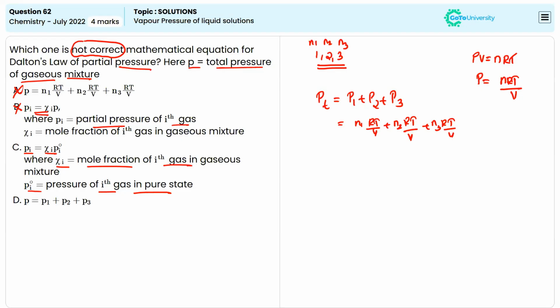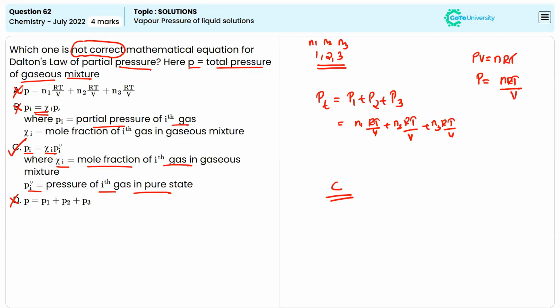This is not the correct one for Dalton's law because option C denotes Raoult's law, not Dalton's law. So option C is the incorrect equation for Dalton's law of partial pressure. That will be the correct answer. Now coming to option D, as we discussed, P1 plus P2 plus P3 is the proper equation to show Dalton's law. So this is also not the correct one. So the incorrect mathematical equation is option C.